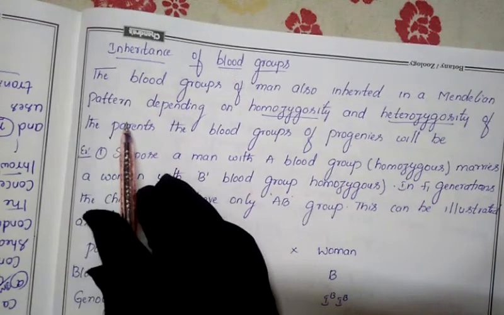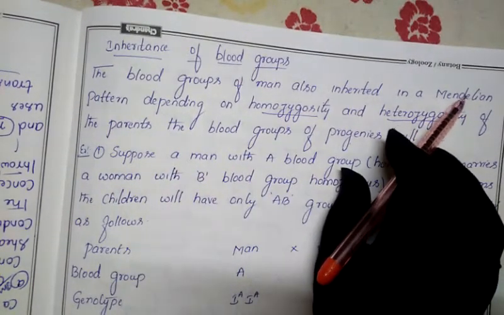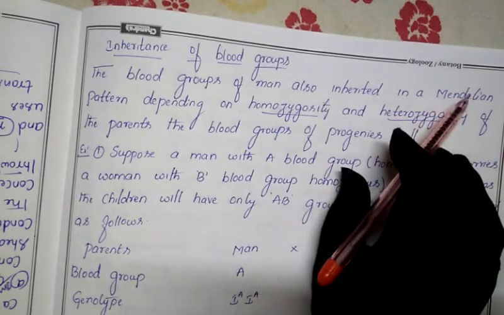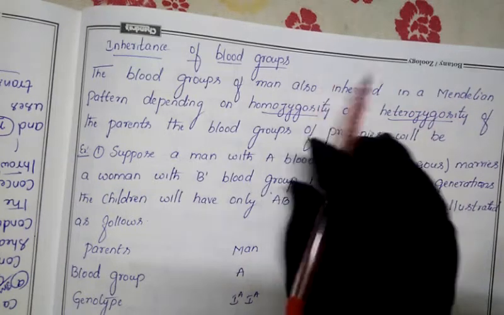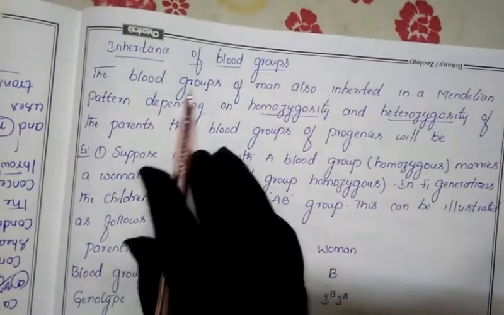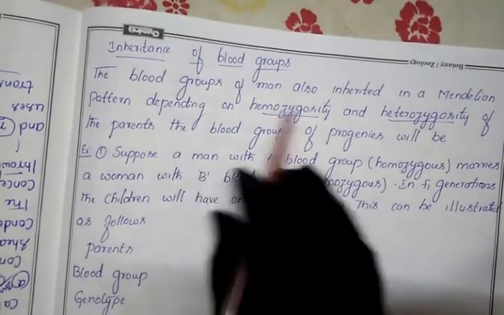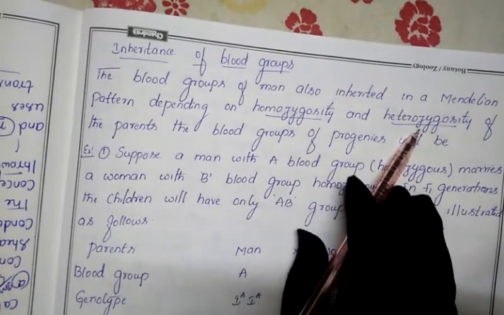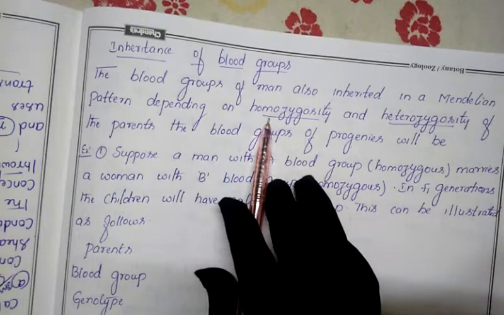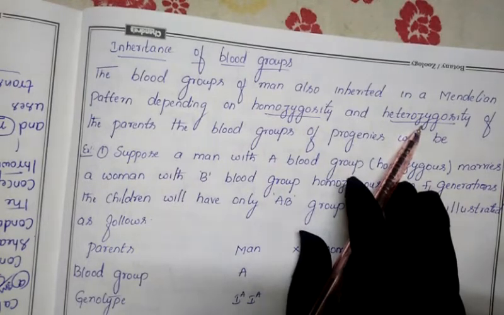Blood group is also transferred to the offspring in the Mendelian pattern, because Mendel is the first person who said that characters are transferred from parents to the offspring. In the same manner, blood groups are also transferred from parents to the offspring, depending on homozygosity and heterozygosity. You know very well the meaning of homozygosity. If the alleles are the same, we call it homozygosity. If the alleles are different, we call it heterozygosity.